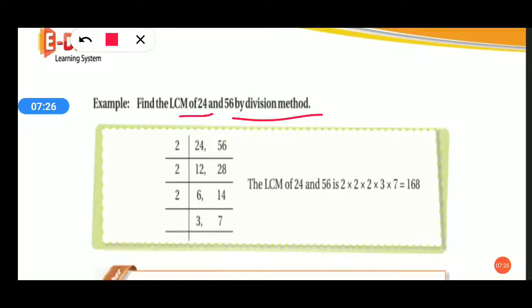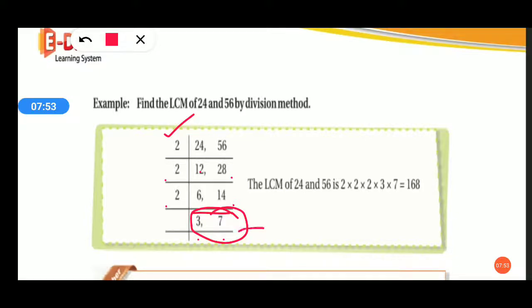So what I have said, just write it in a horizontal line by putting a comma. Now it is written. Now what you need to do is check whether it is divided by the first smallest prime number. Check from the smallest prime number. Yes, it is divided by 2. So 12, 28. Again 12 and 28 will go in the 2 table, so 6, 14. Again 6 and 14 will go in the 2 table, so 3, 7. Now it is a prime number or 1.